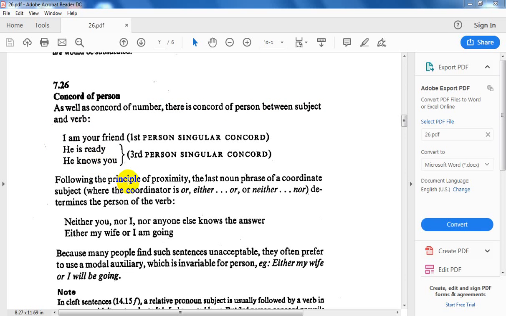Following the principle of proximity, the last noun phrase of a coordinated subject, where the coordinator is or, either or, neither nor, determines the person of the verb. So we work on proximity to decide, if I have either or, neither nor, depending on what is before the verb.